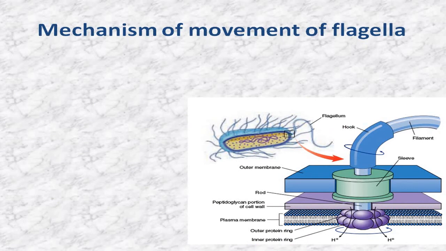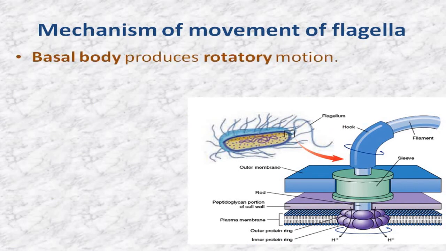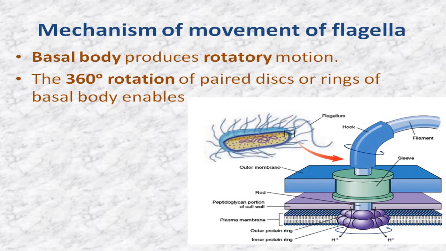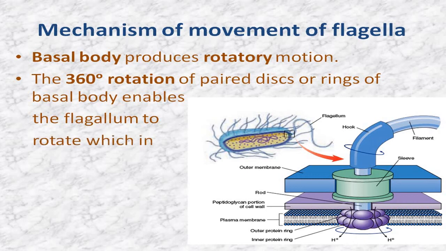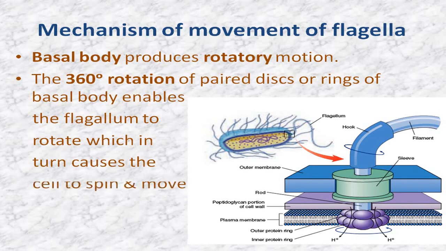Now the mechanism of movement of the flagellum. The rotatory movement is produced by the basal body, and it rotates through 360 degrees with the help of that pair of rings or discs, which enables the basal body to rotate the flagellum. Because the flagellum is made up of non-contractile flagellin, the flagellum rotates, and that causes the cell to spin and move forward.